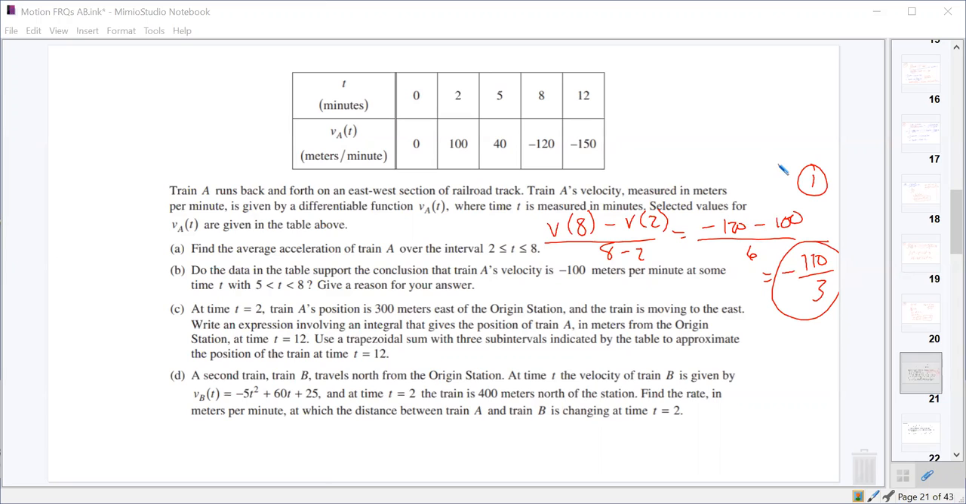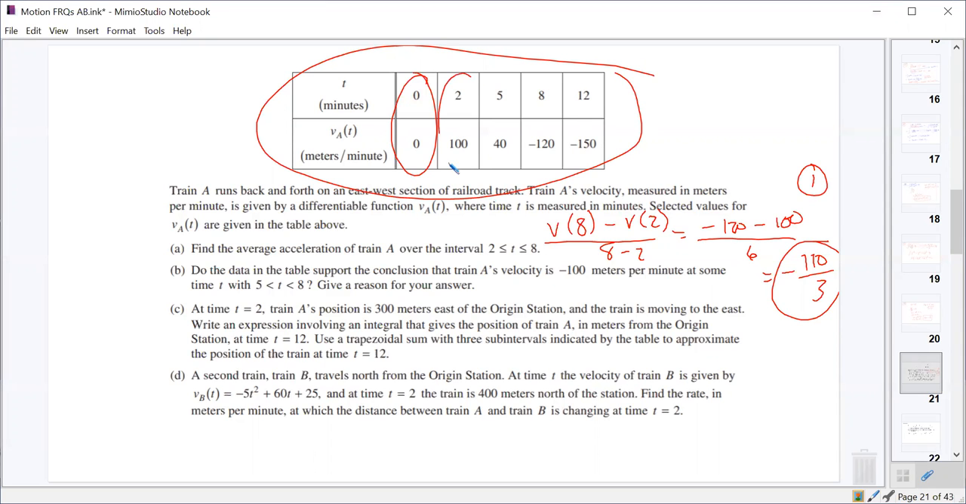Wonderful. All right. Part B, does the data support the conclusion? I feel like that should be does. Is the data like one thing, or is it this data and this data and this? I think it could be either one, because the plural of data is data or data, whatever you want to call it. Does all this up here in this chart support the conclusion that the velocity of the train is negative 100 meters per minute at some time between 5 and 8?